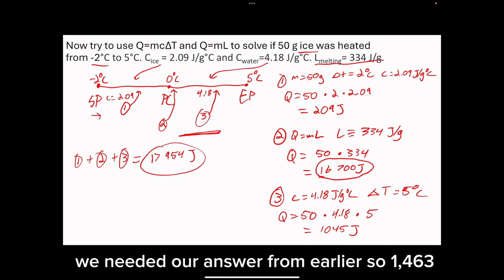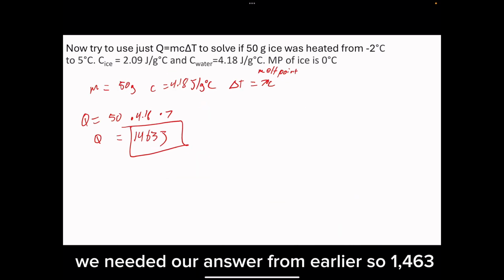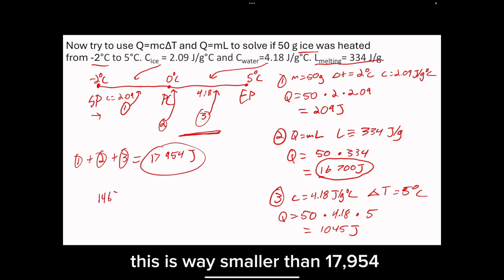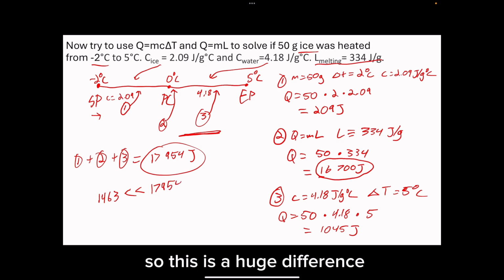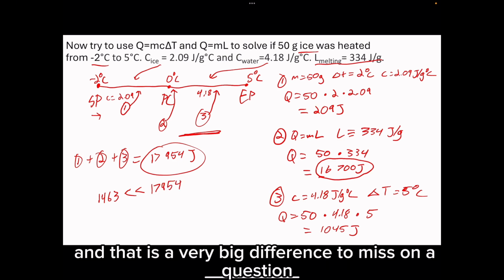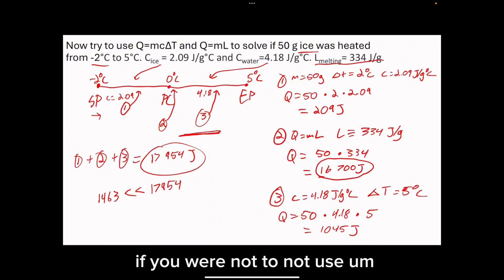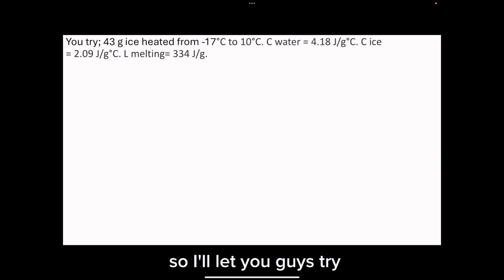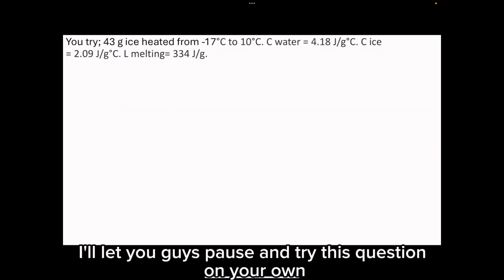So remember, we needed our answer from earlier. So 1,463. This is way smaller than 17,954. So this is a huge difference. And that is a very big difference to miss on a question if you did not use Q equals ML. So I'll let you guys pause and try this question on your own.